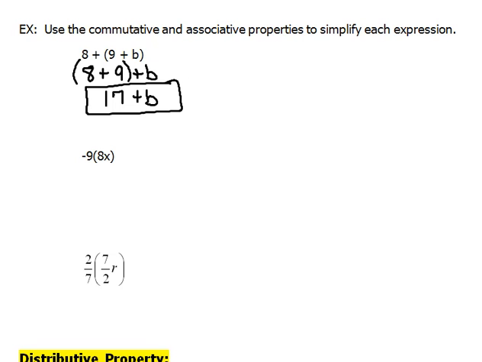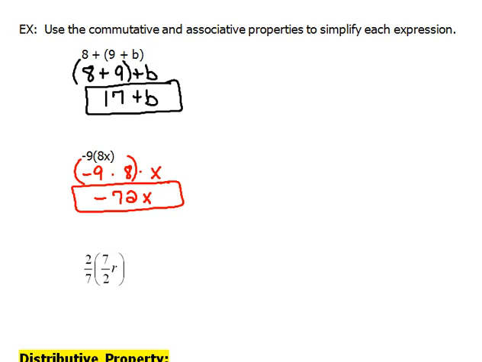In the next example, it says negative 9 times 8x. Well, we can't multiply 8 to x because we don't know what x is. But we can use our properties. Wouldn't it be much easier to multiply the numbers together first? We can do that because this is all multiplication, and multiplication is associative. We can reassociate what we're multiplying first to say, well, let's do negative 9 times negative 8 first, which would be negative 72, then times x.